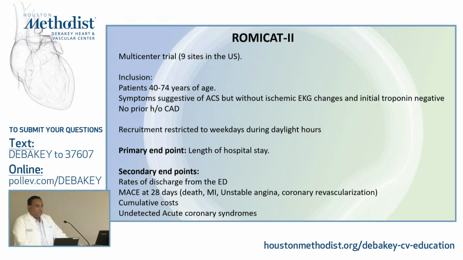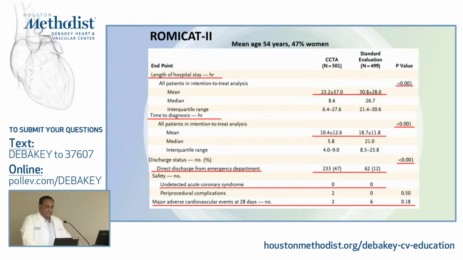So the patients obviously did not have ACS. They had symptoms suggestive of angina, but negative biomarkers and negative EKG and no prior history of coronary artery disease. This was restricted to up until about 5 or 6 in the evening. And they had some secondary endpoints, which were rates of discharge from the ED, major adverse cardiac events up to 28 days, the cumulative costs of care, and undetected acute coronary syndrome.